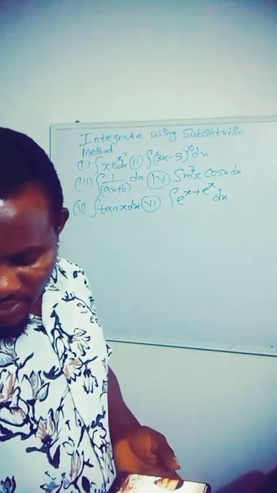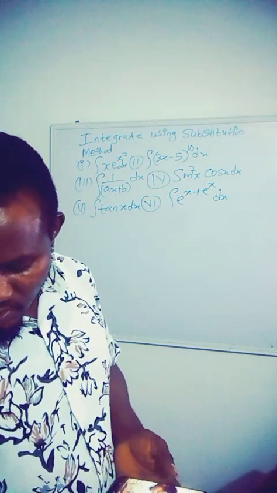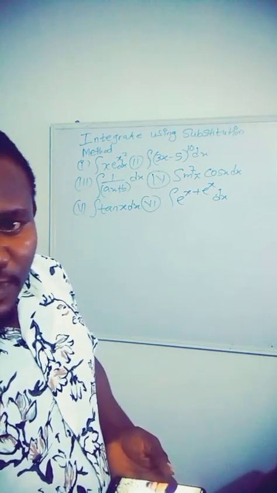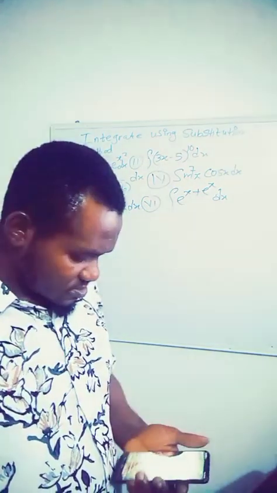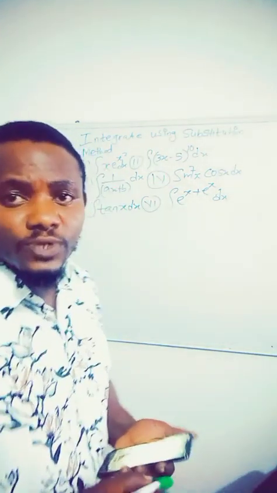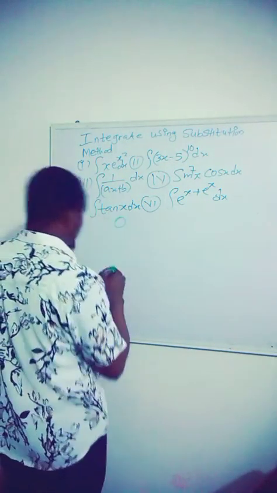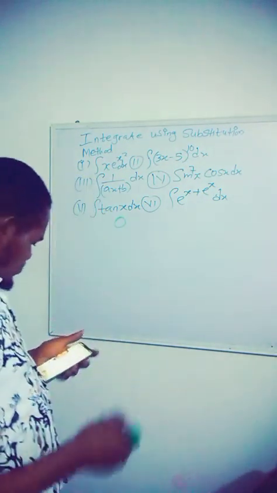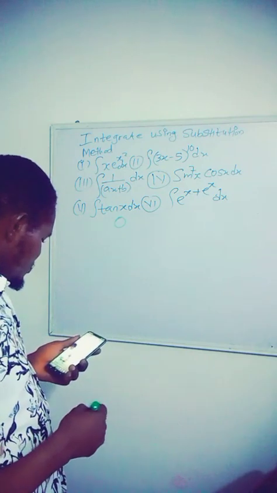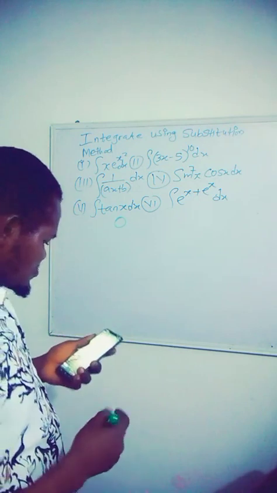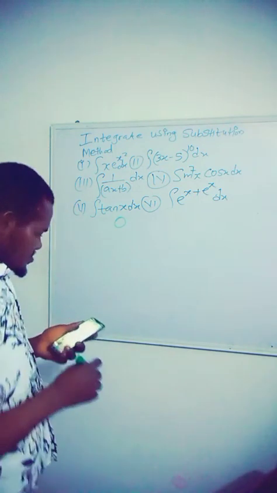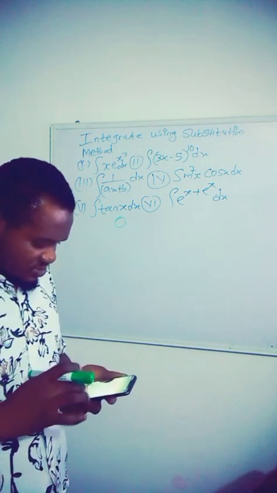I want to believe that you can see the screen. Can you see what I wrote on the board? Let me see if this marker will be clear. Will this be clear enough? Let's see. I think it's manageable.